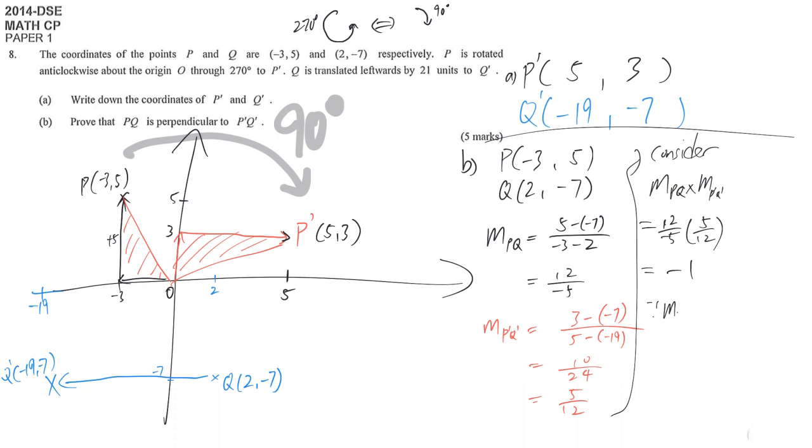Since we proved that the product of their slopes is equal to negative 1, therefore we can draw the conclusion that PQ is perpendicular to P prime Q prime. We provide enough evidence to prove this. Whenever they say prove, that means this statement must be correct. If you find that it's not negative 1, then you had better recalculate P prime and Q prime.